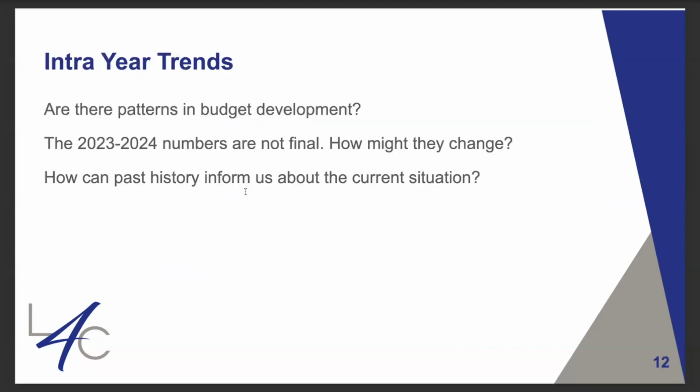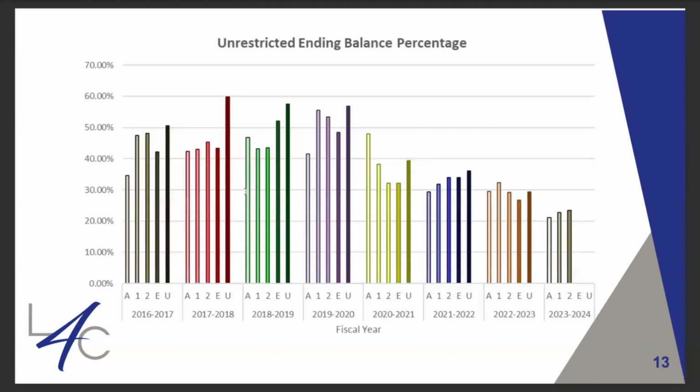So I also wanted to look at, are there patterns in budget development? The 2023, 2024 numbers, they're not final, and I want to look and see, could they change a lot? Some districts you see very large increases of the ending balance as the books close. And so if I look at what has happened in between years, this kind of gives us an idea. And I'm really going to focus on 21, 22 and 22, 23, because those are the most recent ones.